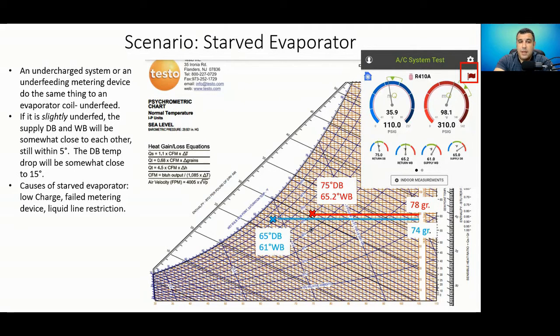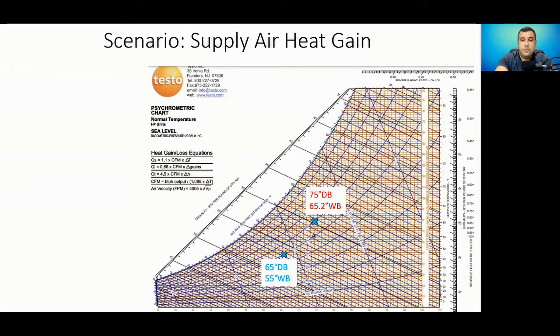We didn't really dehumidify that air much. We didn't really remove a lot of heat. And so causes of a starved evaporator might be a low charge, a failed metering device, a liquid line restriction. Any of those things are going to cause what we see here. And as you can see, this is not acceptable. Measure Quick is not happy. There in the upper right, it's got a red flag. That's not something we want to walk away from.